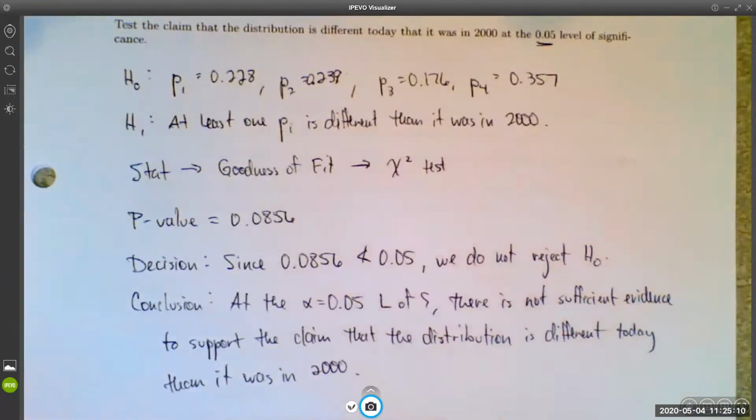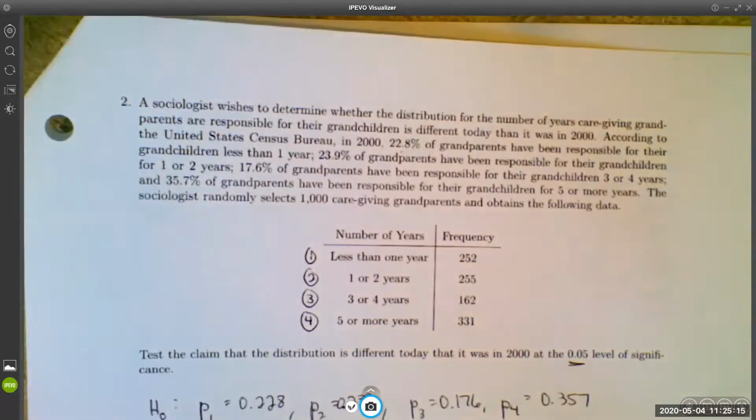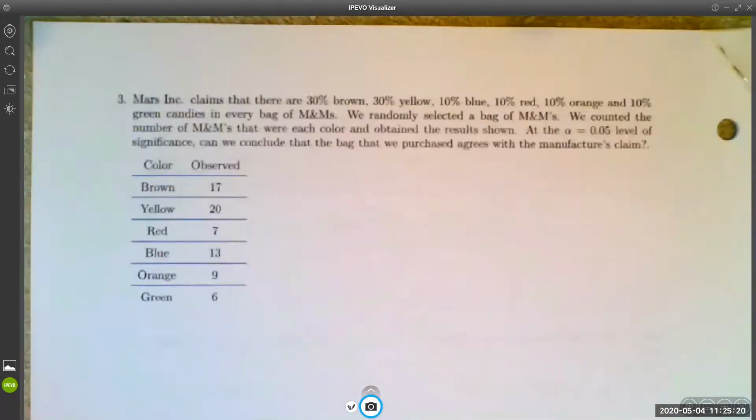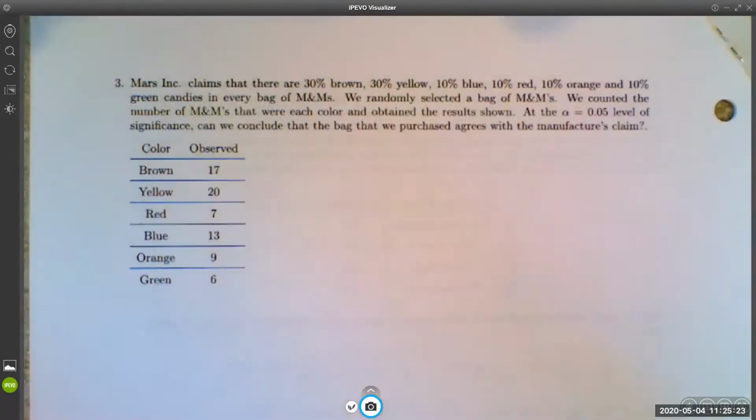So really not terrible. Same kinds of steps as before. It's just now you're testing more than two proportions. Let's do another one. Back to M&Ms. Mars Inc. claims that there are 30% brown, 30% yellow, 10% blue, 10% red, 10% orange, and 10% green candies in every bag of M&Ms. We randomly select a bag of M&Ms. We counted the number of M&Ms of each color and obtained the results shown. At the 0.05 level of significance, can we conclude that the bag that we purchased agrees with the manufacturer's claim?